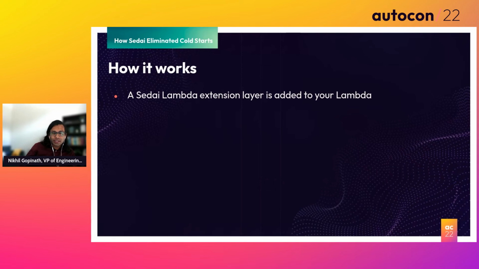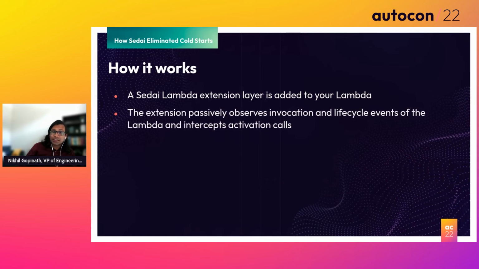So how did we do this? What Sedai did to enable autonomous concurrency is we built an extension layer that gets added to every Lambda. We saw from the talk prior to this session from Sridhar how extensions help you do all these cool features within Lambda.